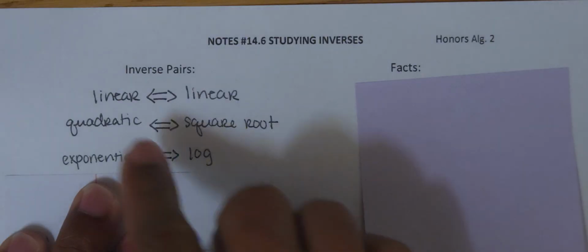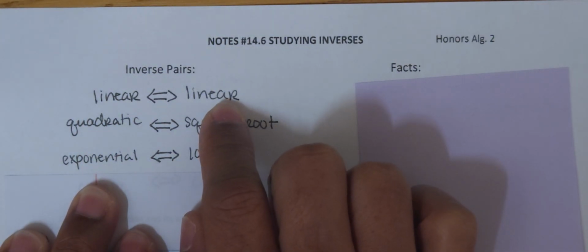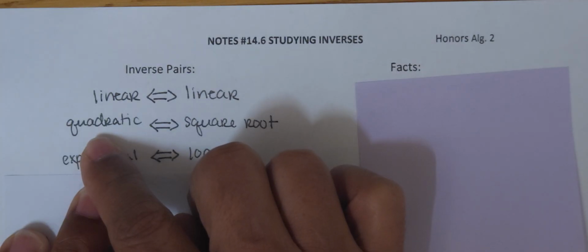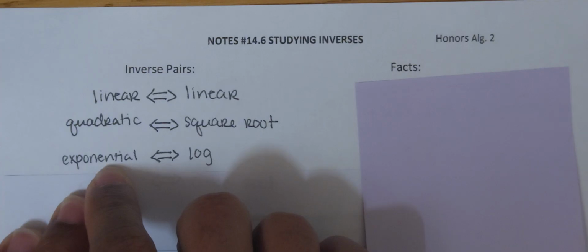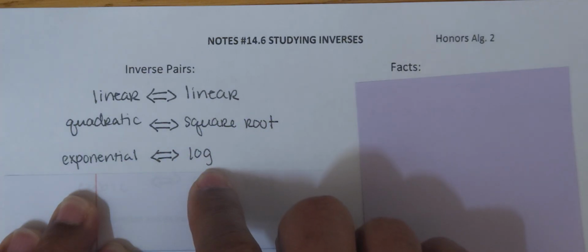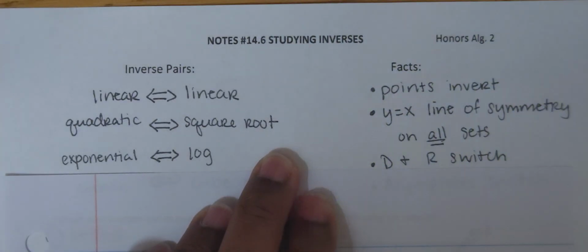Okay, so for example, we know that when we have a linear function, the inverse of a linear is another linear. When we have a quadratic, the inverse of a quadratic is a square root. When we have an exponential, the inverse of an exponential is a log function. So some facts we know by now about inverse functions.